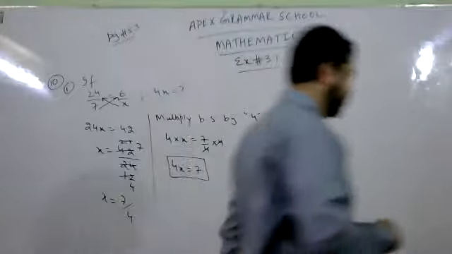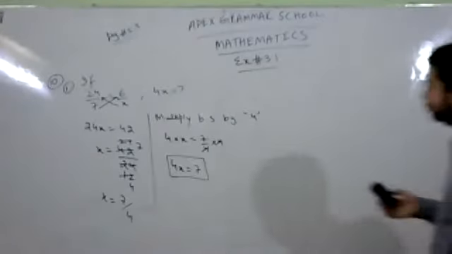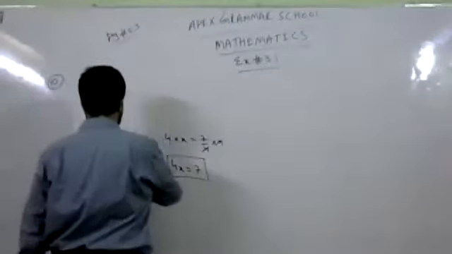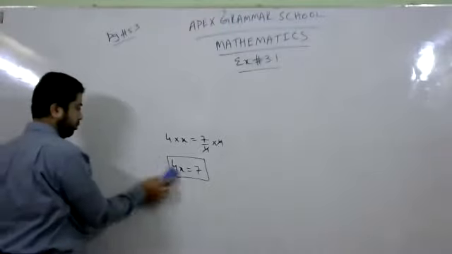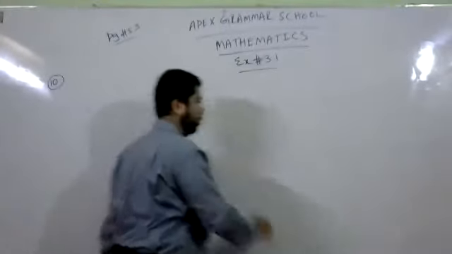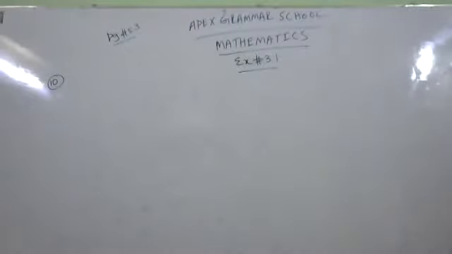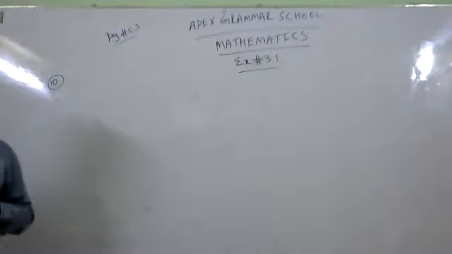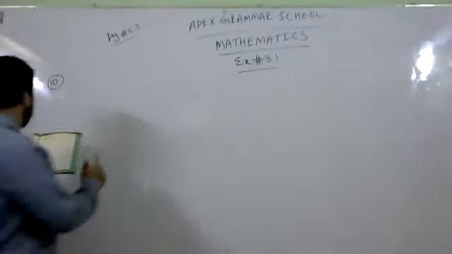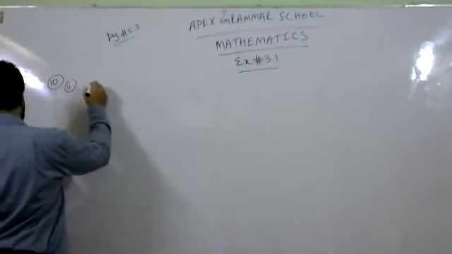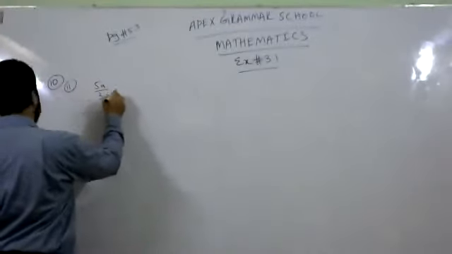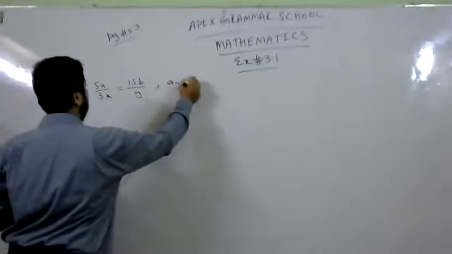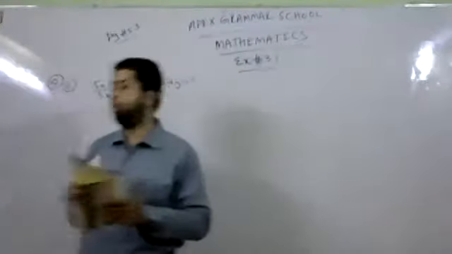Now, the next part. The second part is again like this. 5a over 3x is equal to 15b divided by y. Then find the value of ay. We need to find the value of ay.